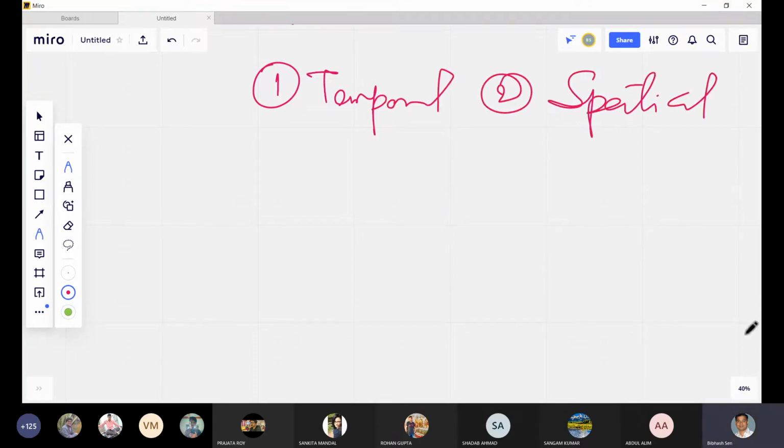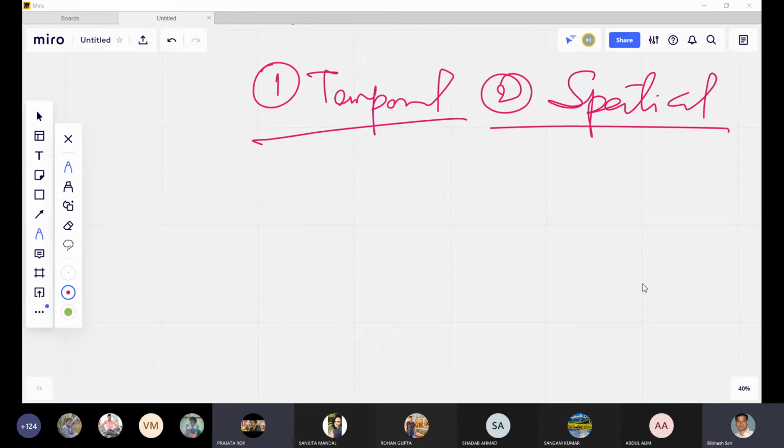Any doubts? Any query regarding these two? Sir, can you please explain spatial once again, sir? Yeah, one by one. Just anyone tell me. Sir, could you explain the spatial one once again, sir?